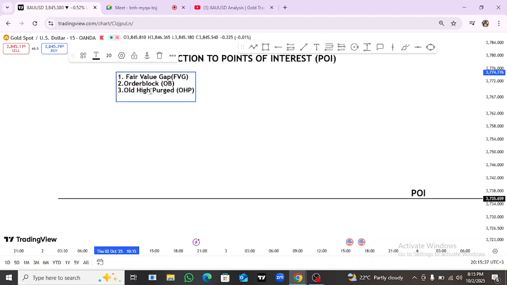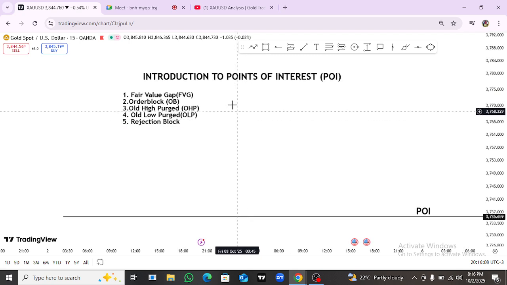Then we have number 4, old leopard. This is OLP. Then number 5, we have what we call a rejection block.